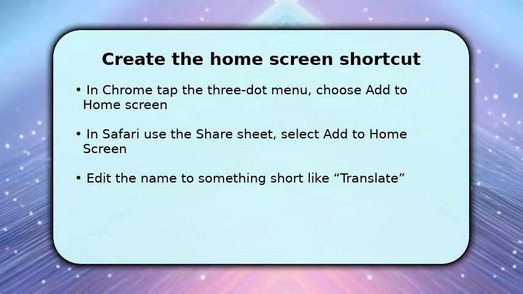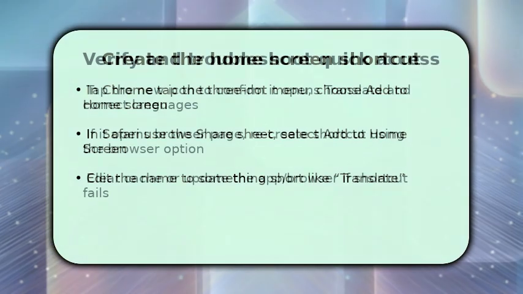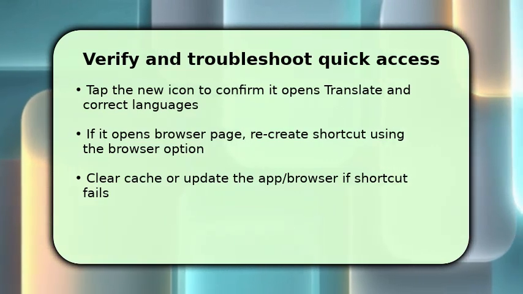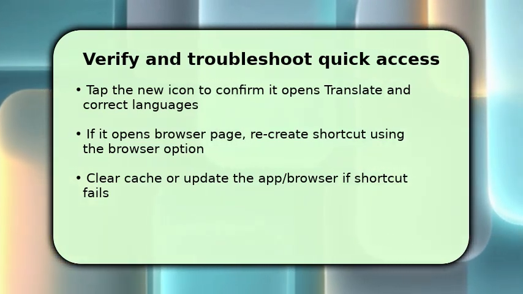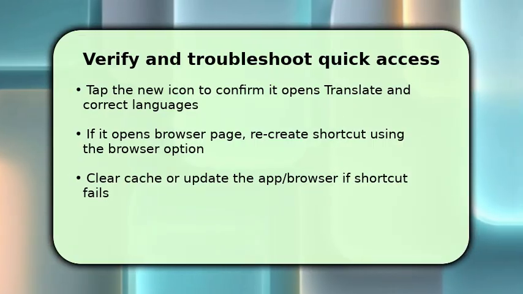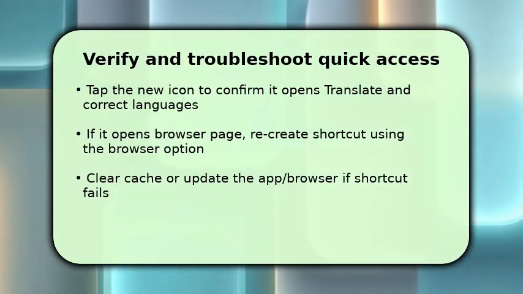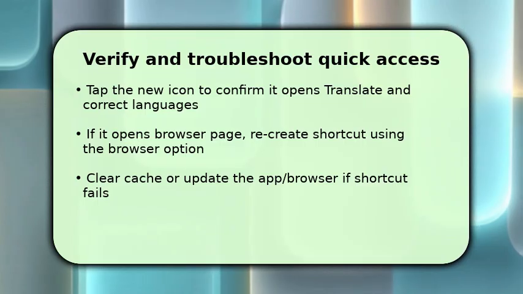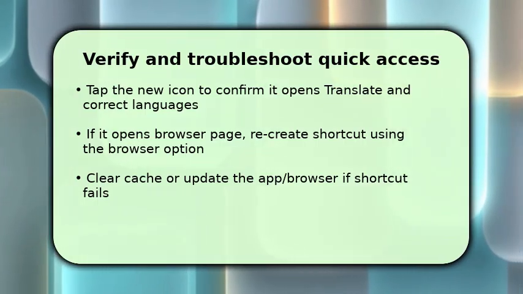You finish by testing the shortcut. Tap the icon, confirm it launches Google Translate with your preferred languages and functions. If it only opens a generic browser page, delete and recreate the shortcut using the browser's Add to Home Screen option instead of a bookmark.